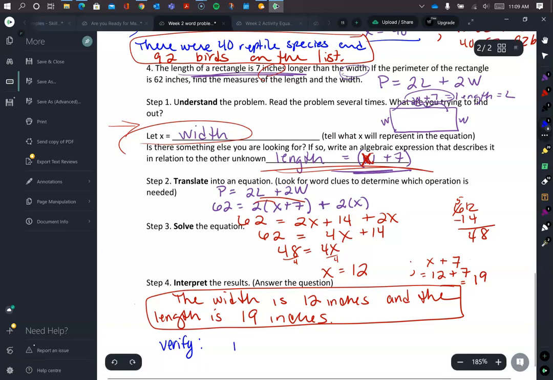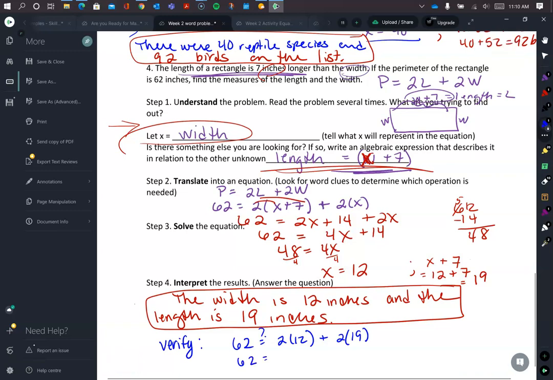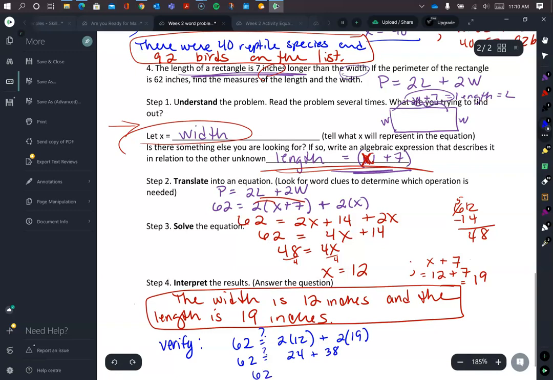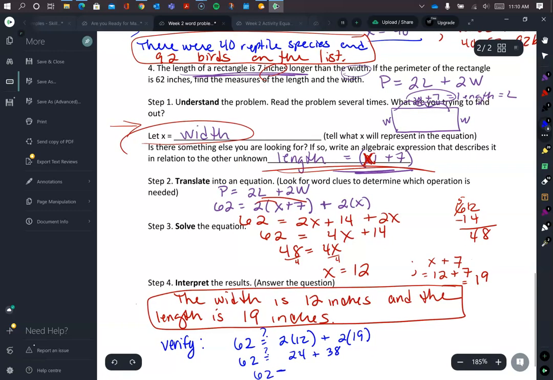So we say perimeter, remember, was 62. And then if I have twice the width, which was 12, plus twice the length, which is 19, does that add up to 62? And you will get 62. So we'll have 2 times 12 is 24. 2 times 19 will give me 38. Are those equal? And we can see here, when we add those up, we do get 62. Okay, so it works.